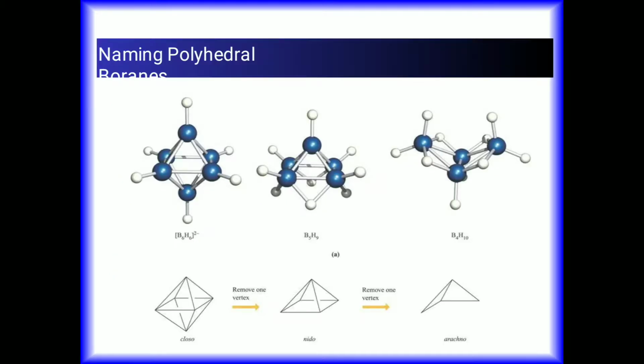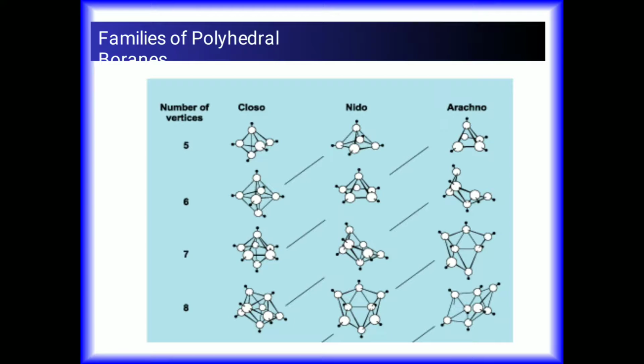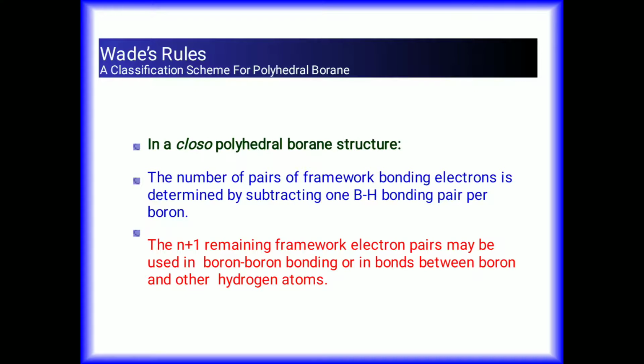Naming polyhedral boranes. So these are the different types of polyhedral boranes. Let me remove the vertex from one position to another position. From a closo-borane, remove one vertex, we get the nido-borane, and further remove one vertex, we get the arachno-boranes. So these are many of the examples of closo, nido, and arachno boranes. It's a closo polyhedral borane structure.